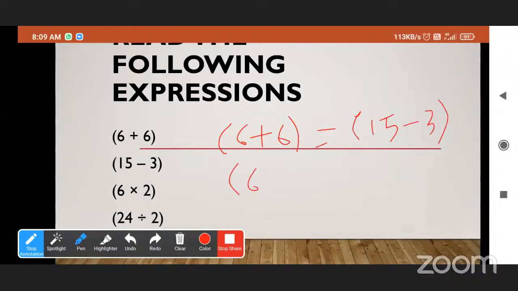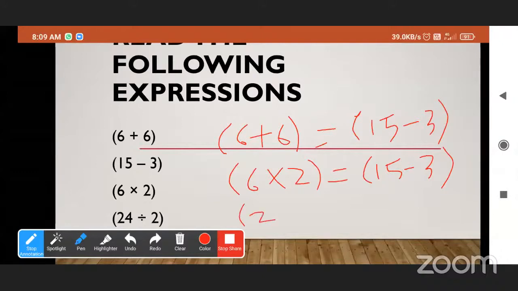6 into 2 is equal to 15 minus 3. Very good. 24 divided by 2 is equal to, we can write 6 plus 6 or 15 minus 3 or 6 into 2. So, all these are equalities, yes?